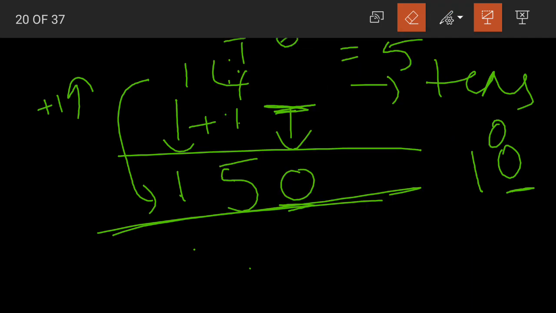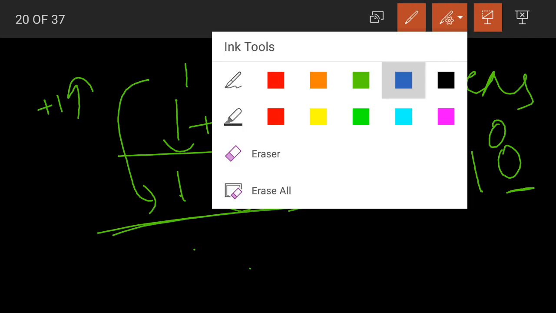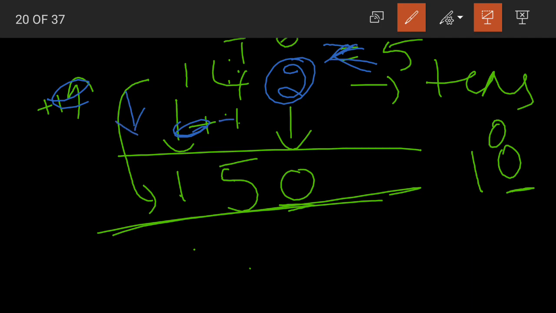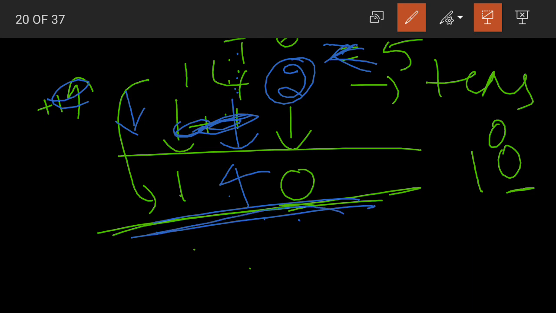Suppose there was, say, 142 here. Now this 2 is less than 5, yes or no? So we'll round down. That means the digit in tens place will be written as it is. It will be 4 only. Okay children, the digit in tens place will be written as it is, and 140 will become our estimated number.